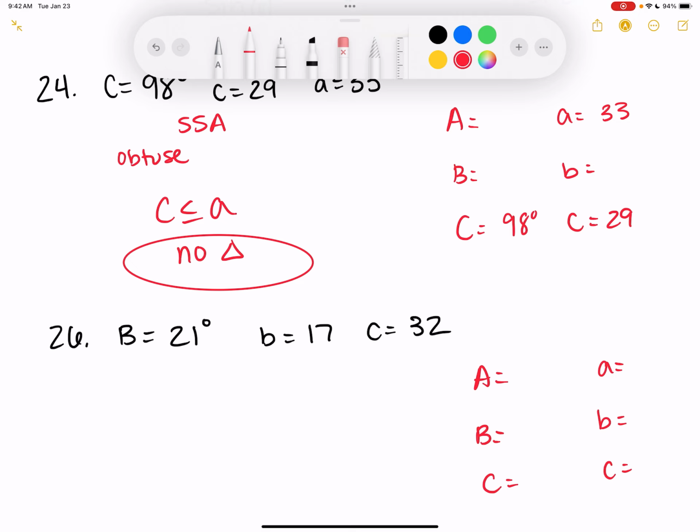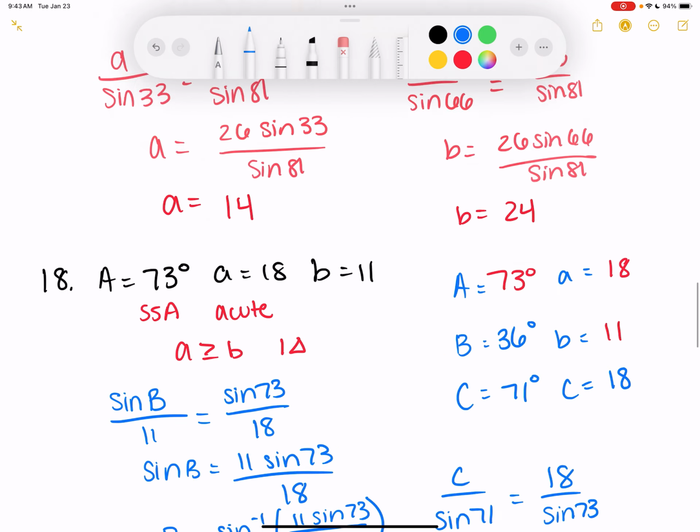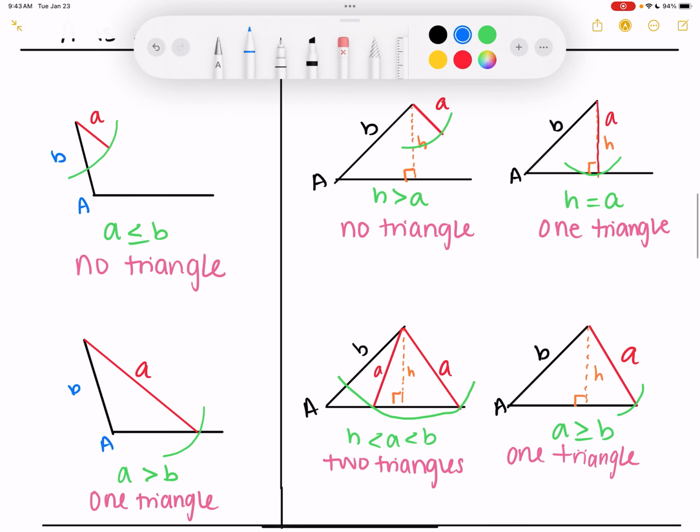Side angle. So, is this acute or obtuse? Acute. So I want to go up. I'm going to look at B compared to C. So is B greater than or equal to C?